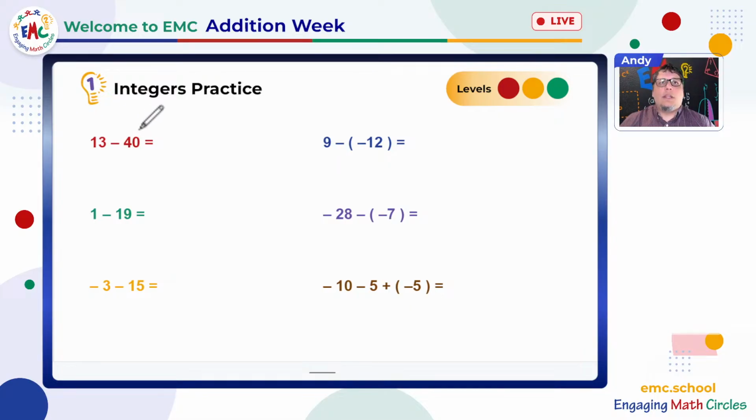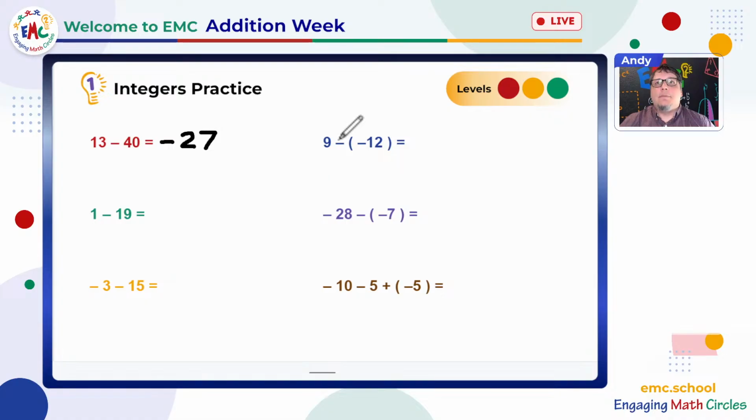13 minus 40. We're going to start at 13 and we're going to go 40 to the left because of the subtraction. Okay, that means we're going to go 13 steps to get back to 0, and we'll still have 27 steps to go left, -27.